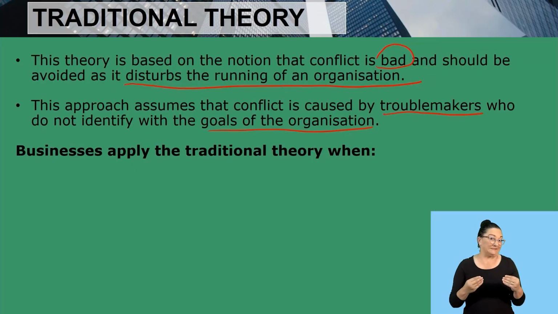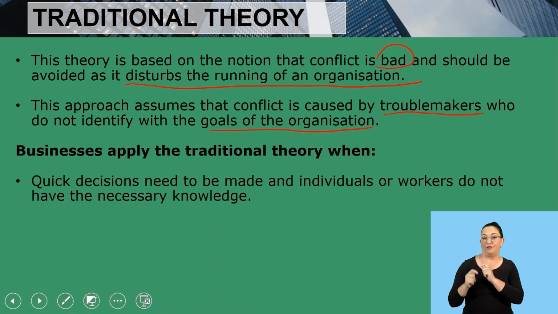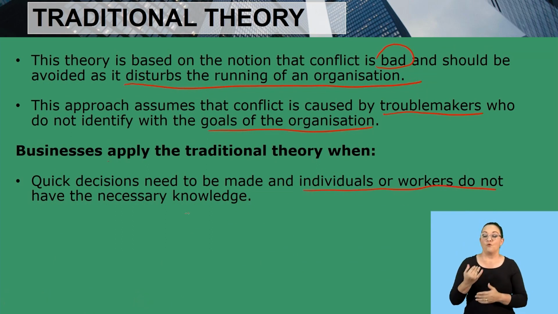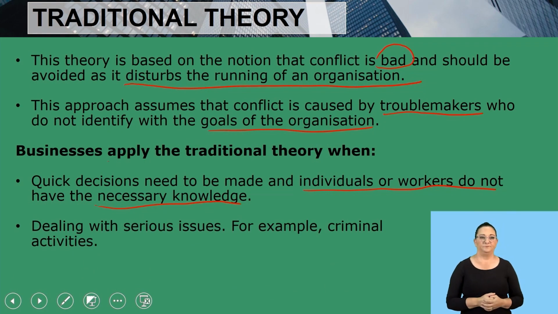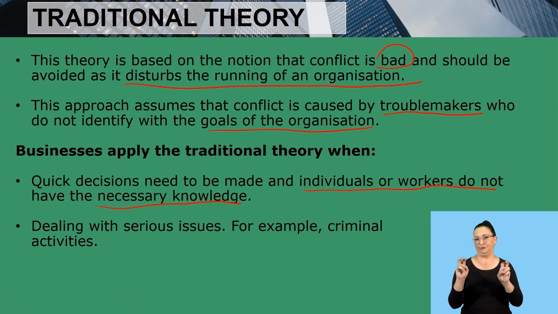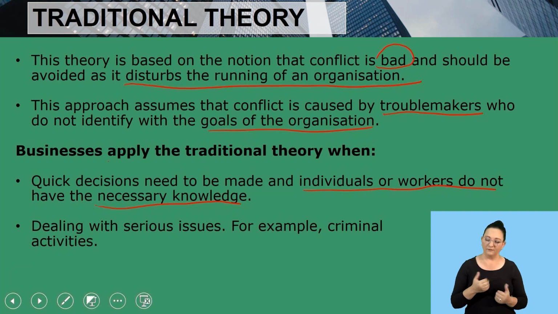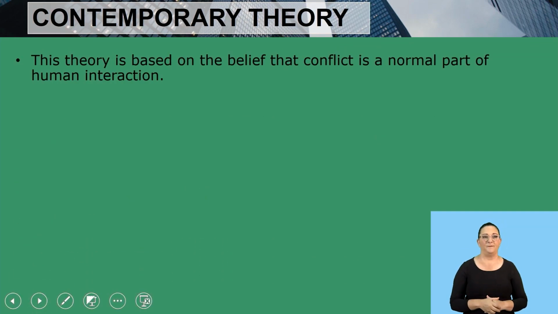So now, how can the business apply this, or when do they apply this? It says here businesses apply the traditional theories when quick decisions need to be made and individuals or workers do not have the necessary knowledge. So people that you're working with, they don't have the knowledge. Therefore, this theory can now be applied. It is also applied when dealing with serious issues, for example, criminal activities. That's when this theory is applied in the workplace. And then we go to the second one.